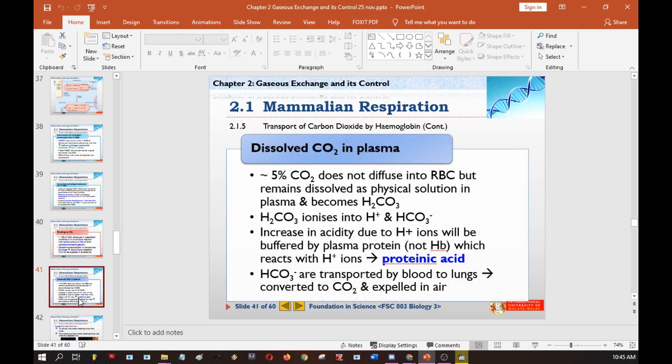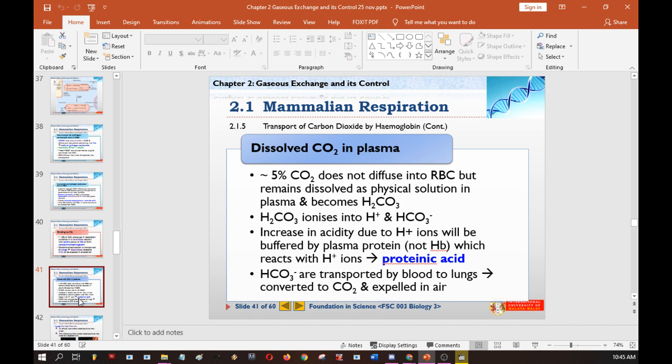Other than that, if you look at soft drinks, there's a lot of CO2 dissolved in that solution. The same thing goes for 5% of your CO2. 5% of the CO2 dissolves in your blood as H2CO3, or carbonic acid. So carbonic acid is just in solution. Sometimes it can dissociate into H plus and HCO3 minus.